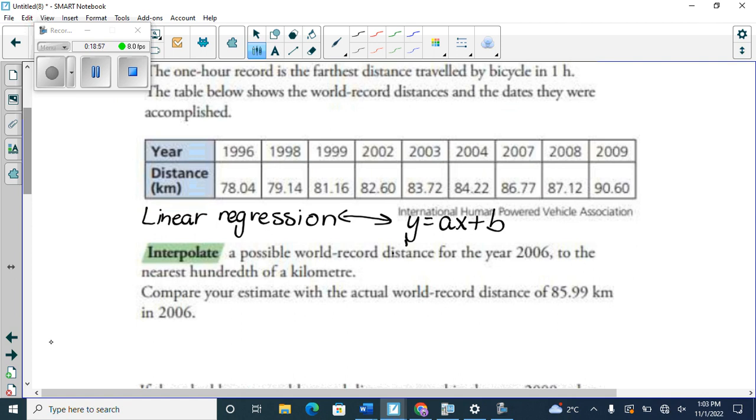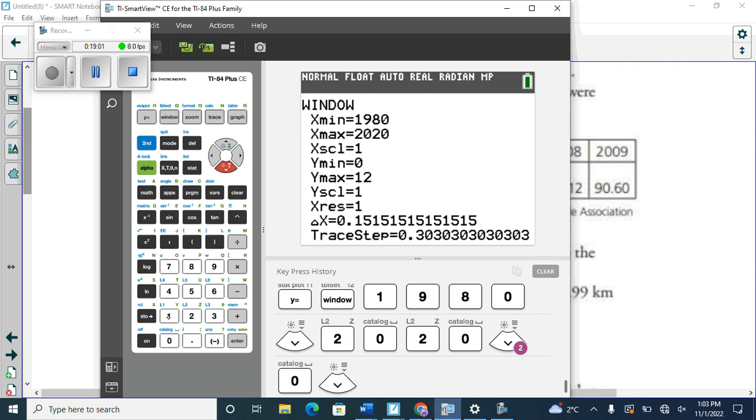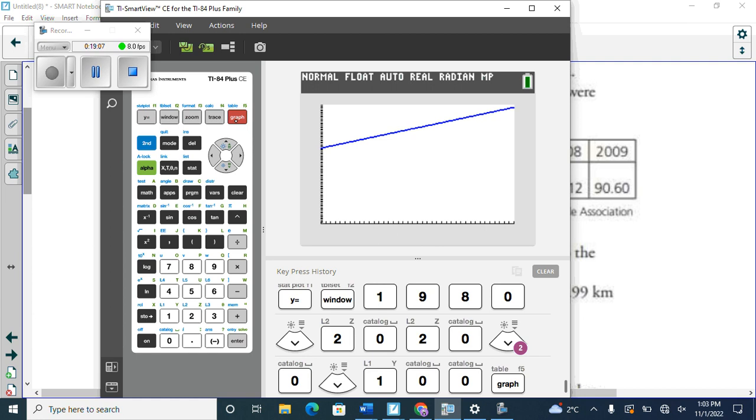So this one is 90.6. I'm going to put 100 as my Y max. And I'm going to leave my Y scale for now as 1. It doesn't really matter. And I'm going to press graph. And now I can actually see it because my data fits what I just put. We agree?